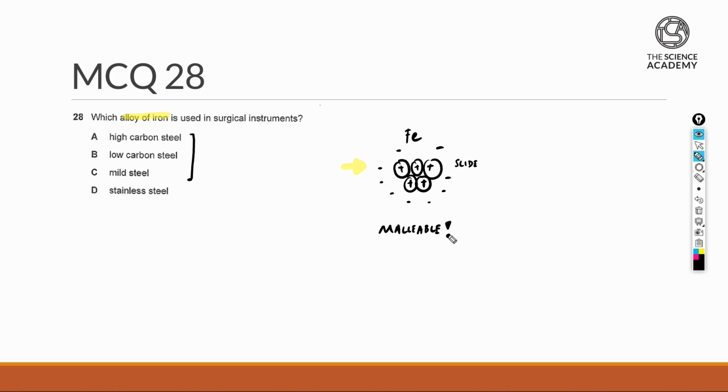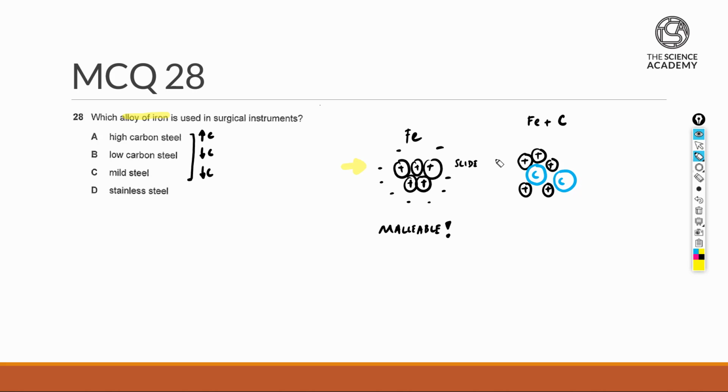So when we go for high carbon, low carbon, and mild steel, they're just talking about the amount of carbon that's found inside steel. And steel itself is going to be iron plus carbon. So in a small setup over here with the same number of cations, you can see that the carbon disrupted the very orderly packing of my cation layers.